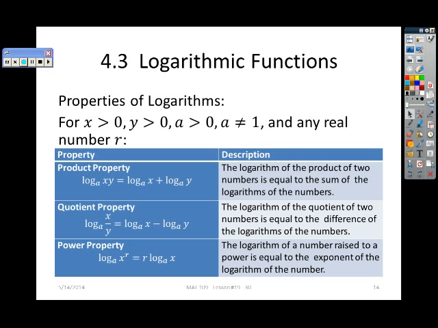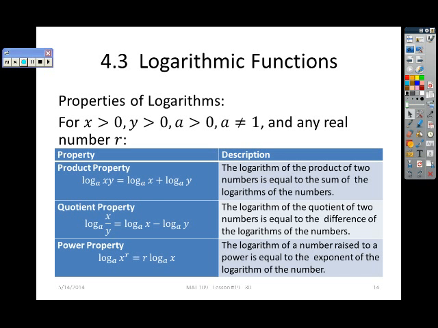If you have the logarithm of a number raised to a power, then you can take that exponent and bring it out in front and write it as that exponent times the logarithm of the number. So you can either take a product and break it apart, or you can take two logarithms that are added together and combine them into the logarithm of a product. And similarly for the difference and the quotient and the power.